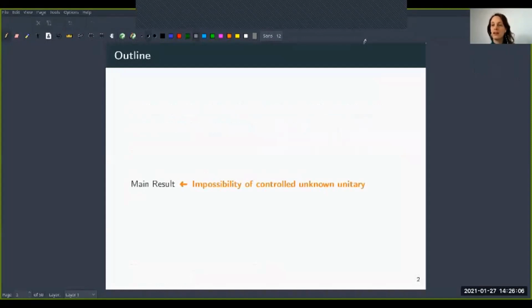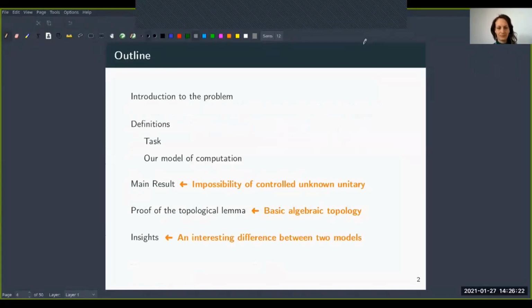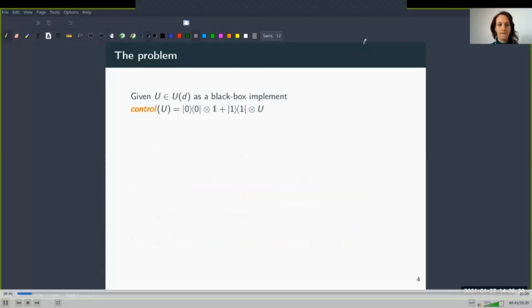Our impossibility of controlled unknown unitary follows from a topological lemma. I will show the reduction to this lemma, and then I will prove the topological lemma itself. It only needs basic algebraic topology, such as the fundamental group of the circle. A corollary of our result is a separation between two seemingly equivalent models of computation.